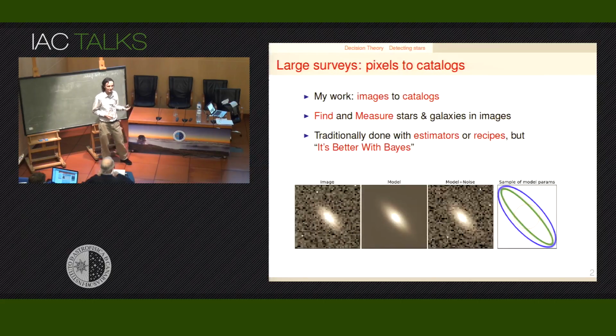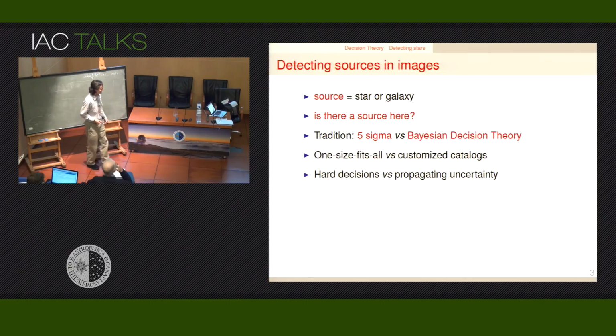Traditional approaches, like Source Extractor, would do something different, like try to measure or compute the second moments of the pixel values. That doesn't involve an explicit model. But I'm probably not going to talk very much about that today.